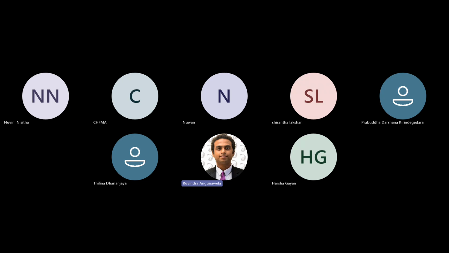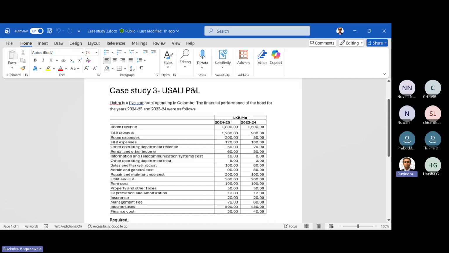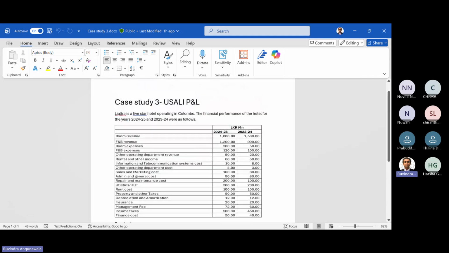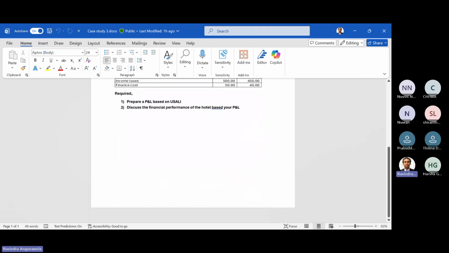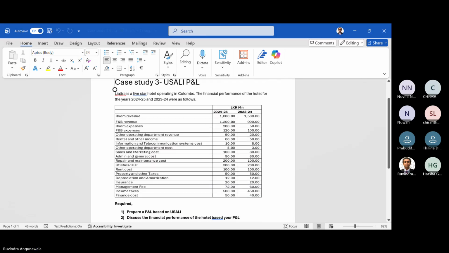But in the meantime, we are going to look at this P&L. We'll do it together since this is just the first time we are going to do this, and some of you may not be very familiar with this P&L. So this is a very simple exercise just to get this P&L structure registered in your head. Now, as you can see on screen, the case study 3, correct? Yes, sir. Right, let's read it together.